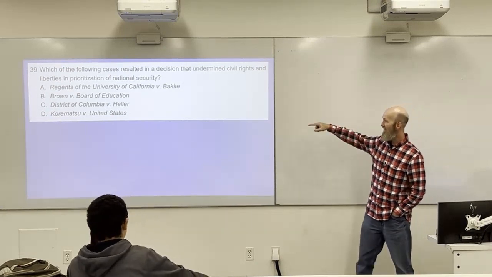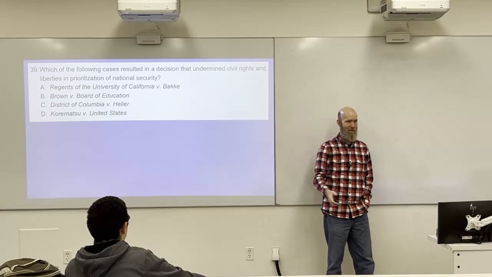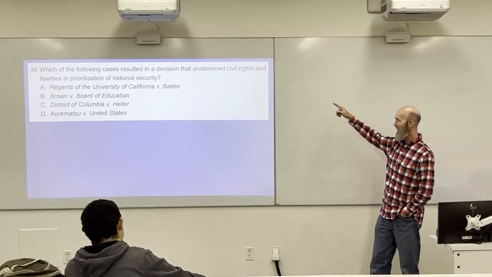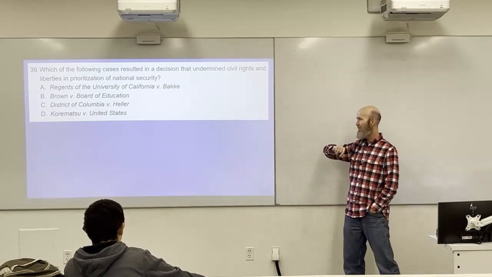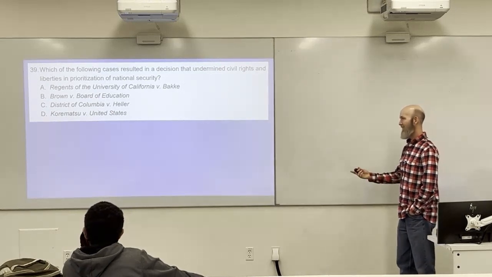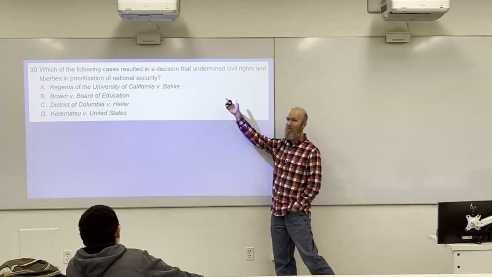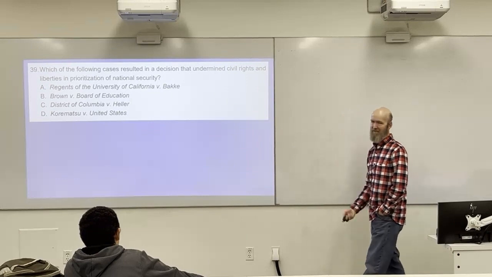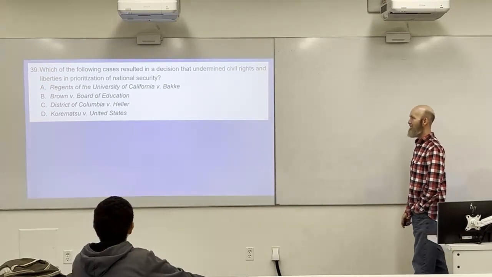So we have civil rights being undermined, Japanese people put in prison with no accusation of crime, no hearing, nothing. Definitely undermining civil rights, and the whole excuse was national security during a time of war. But again, if you didn't remember that, you could use process of elimination and figure out that the two cases dealing with education were probably not national security cases. And then maybe District of Columbia v. Heller, hopefully you remember that, is a Second Amendment case.